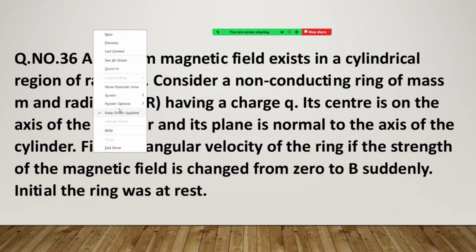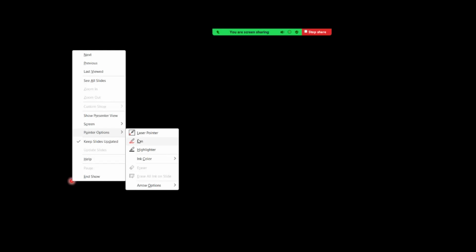That means in the previous problem, the magnetic field was changing continuously. But here, it is changing suddenly from 0 to B. That means torque is acting on the ring only for a fraction of a second, for a small time interval. See here what I am writing. We will take the results of the previous problem. First of all, the E value: E equal to R by 2 into dB by dt. This is what we got.